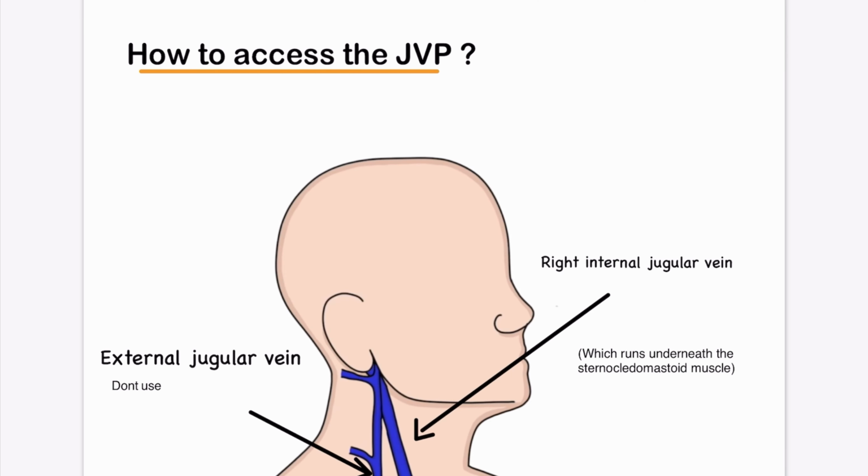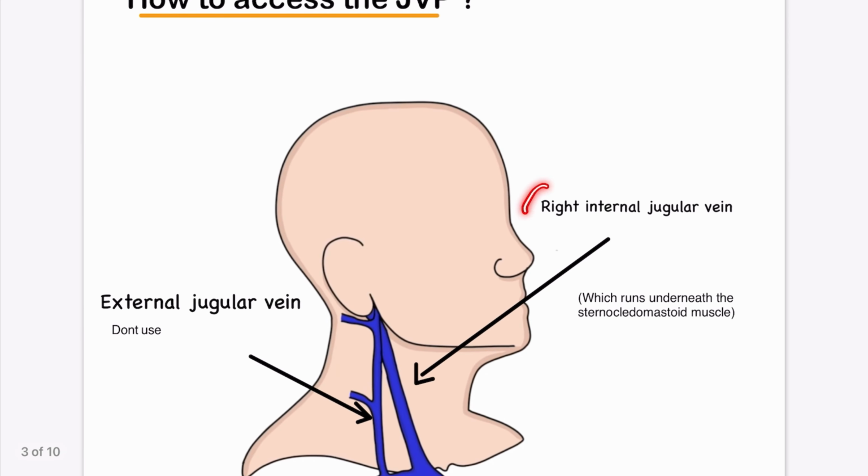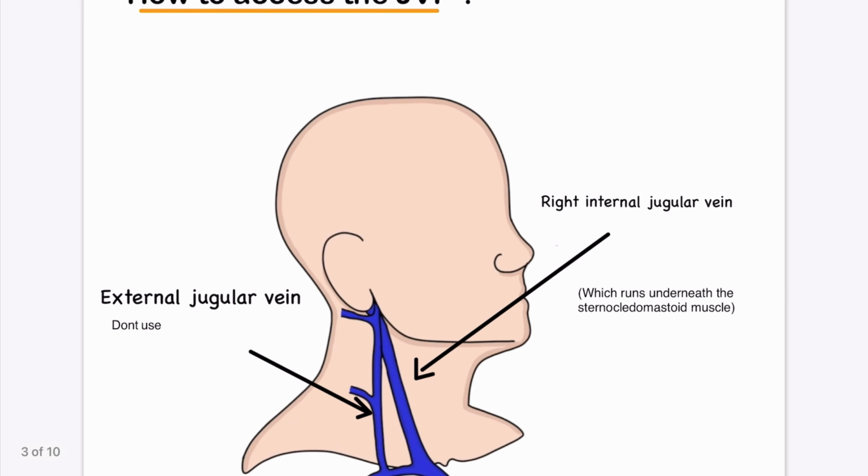Next is how to access the JVP. JVP is accessed in the right internal jugular vein, which runs underneath the sternocleidomastoid muscle. And why we use the right internal jugular vein is because it is directly connected to the right atrium via the superior vena cava. And we should never use the external jugular vein for the JVP.